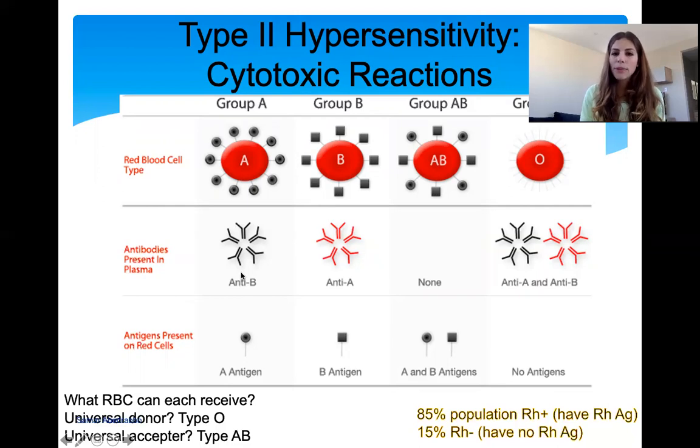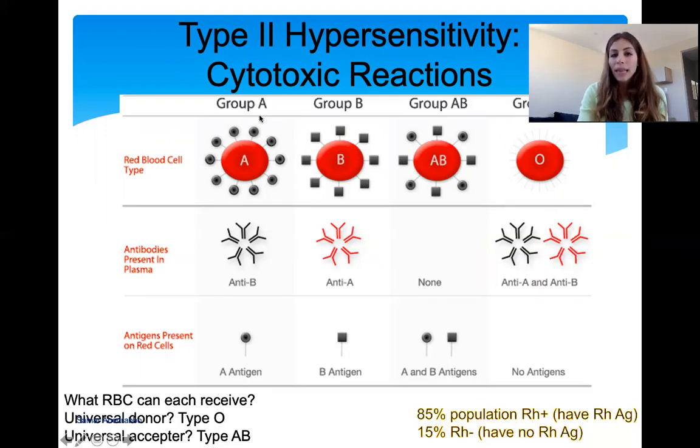You make antibodies for whatever you are not. Type B blood makes A antibodies. AB blood doesn't make any antibodies. Otherwise, they would target their own cells. Type O blood makes antibodies for type A and type B.